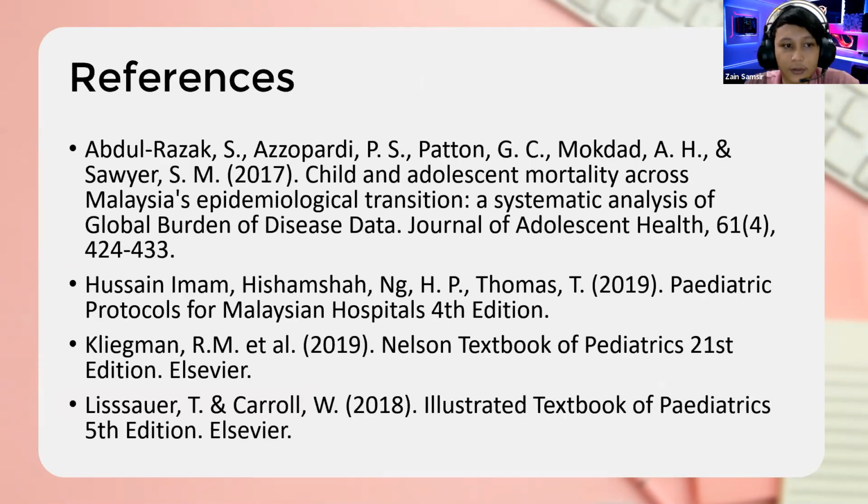So I think that's all from me. These are my references. Basically, I took it from a journal for the epidemiology, the Nelson textbook, an illustrated textbook, and also the PITS protocol. Is there any question?